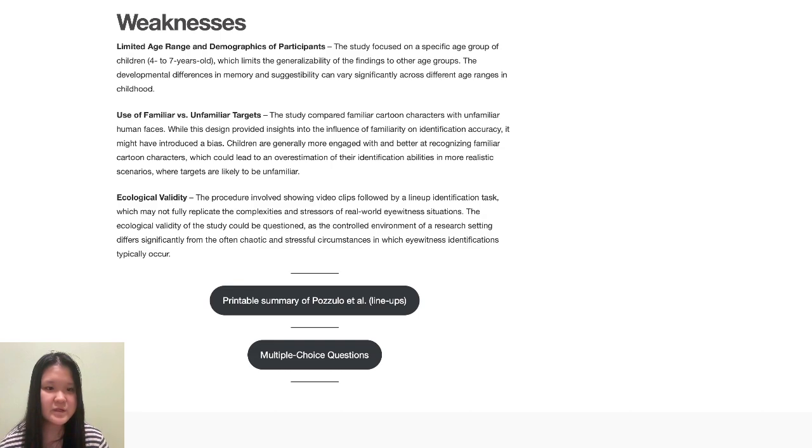And the other one would be the use of familiar versus unfamiliar targets. The reason why they did this was because they wanted to see how it would influence identification accuracy. But it might have introduced a bias because children are more engaged with and better at recognizing familiar cartoon characters. So this could lead to an overestimation of their identification abilities in a more realistic scenario where the targets are likely to be unfamiliar. Do you understand? Yeah, I understand.